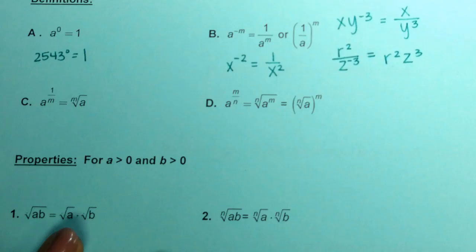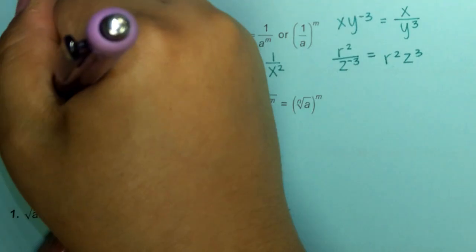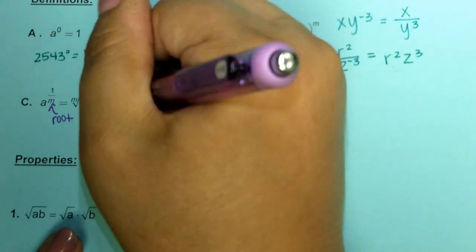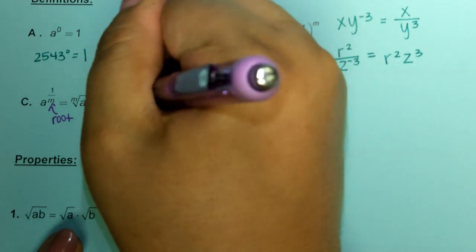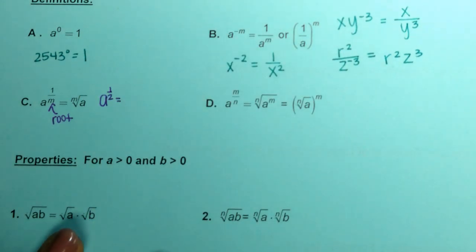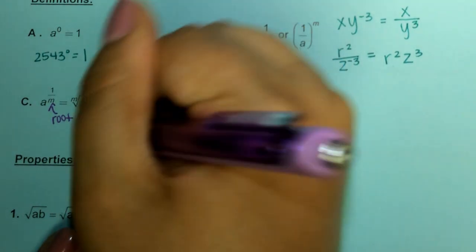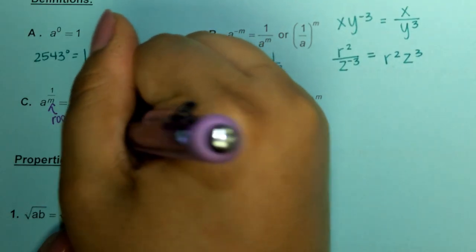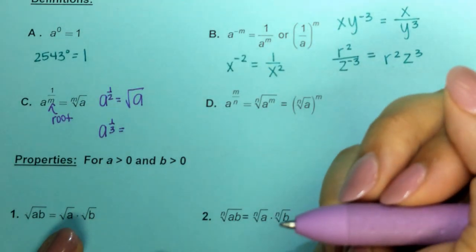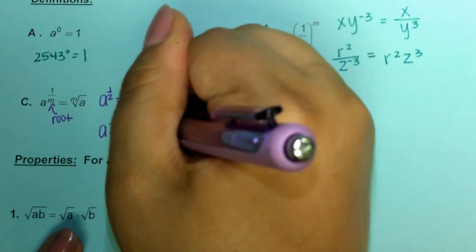All right, a to the 1 over m. Whenever your exponent is a fraction, that denominator is your root. So a to the 1/2 is what? Square root of a. A to the 1/3 is what? Cube root of a.